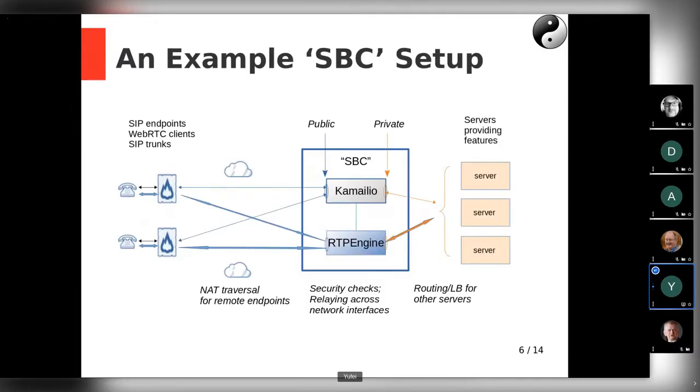Here is one simple SBC example. When people are thinking about setting up an SBC using Kamailio and RTPEngine, they might be thinking about something sitting across two network interfaces, say public and private, handling signaling and media across the network interfaces. On the public side, you might have remote SIP endpoints, WebRTC clients, or SIP trunks from your providers. The remote endpoints may be behind NAT and need some NAT traversal. On the inside, the private network, you might have a bunch of Asterisk or FreeSWITCH or whatever servers to provide some extra functionalities. And sitting in the middle, your SBC would do some security features and relay across different network interfaces.